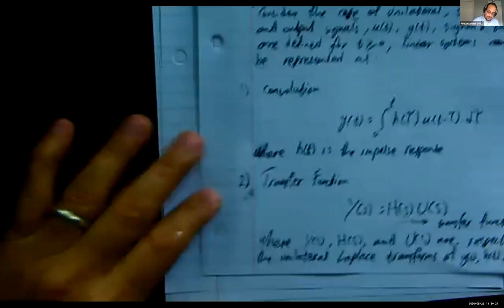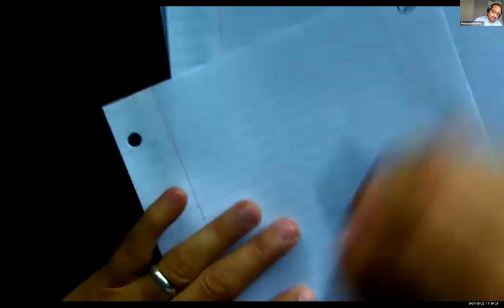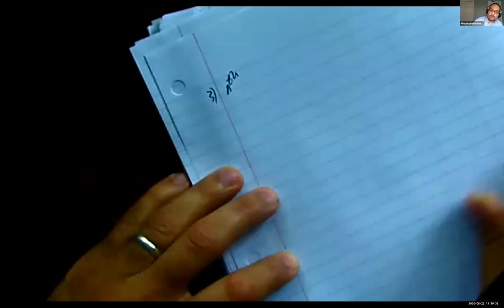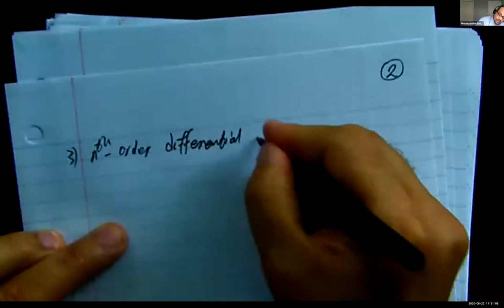Two more to go. So convolution, transfer function, okay. So, the third way of modeling linear systems is through nth order differential equation.